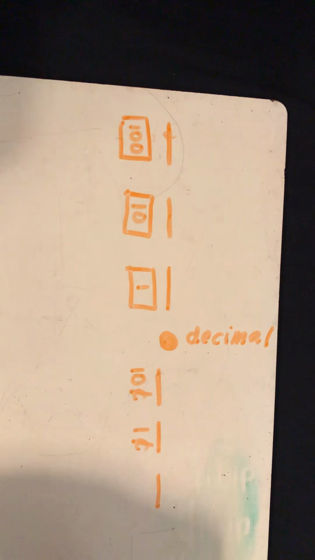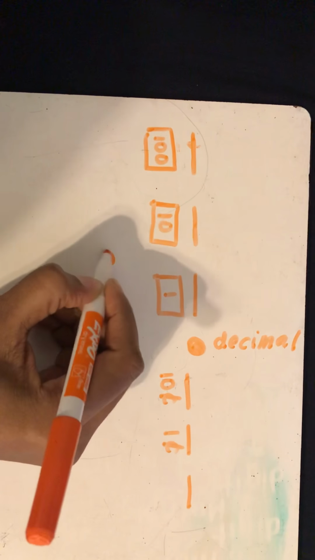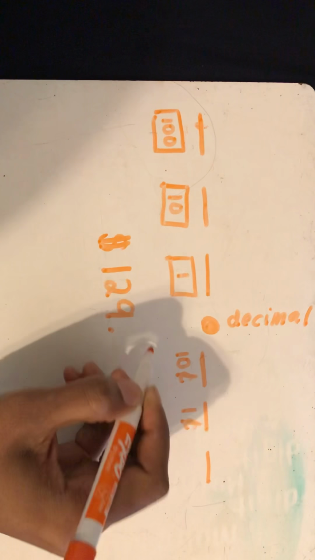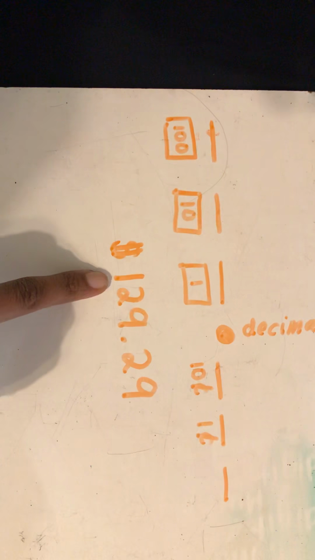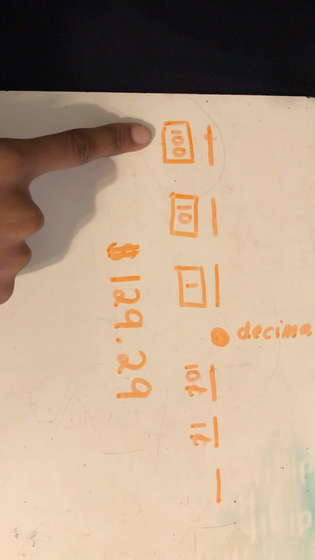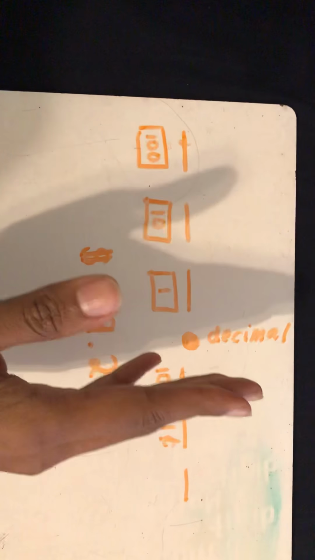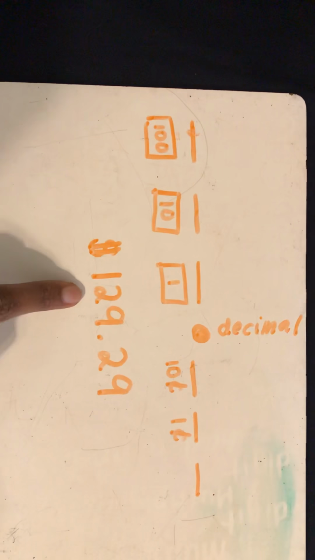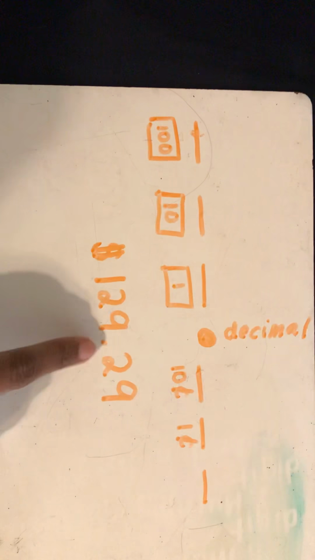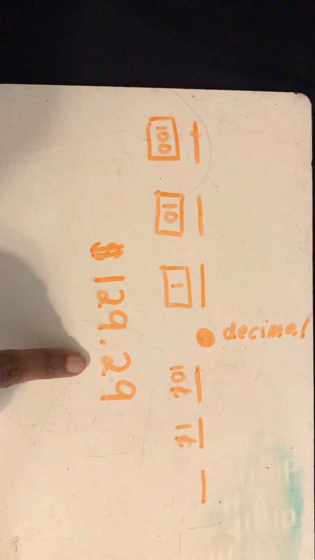So for example, if Mrs. Harris had the number $129.29. The 1 is in the hundreds column, which we know is on the left side of the decimal. The 2 is in the tens column. The 9 is in the ones column. This is for our $1 bill. Then we have a decimal point.